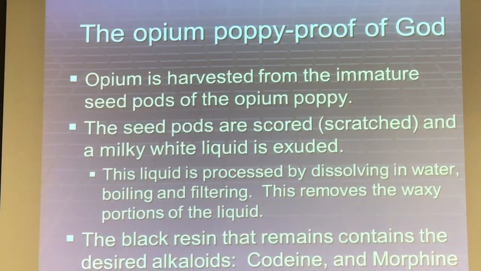So, first thing, the opium poppy. The opium poppy contains two chemicals, codeine and morphine. Those are naturally occurring. Opium, the actual thing, is the sap, the juice that comes out of the seed pod when you scratch the seed pod.